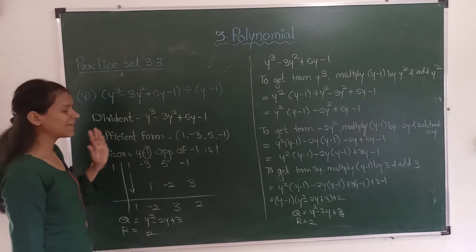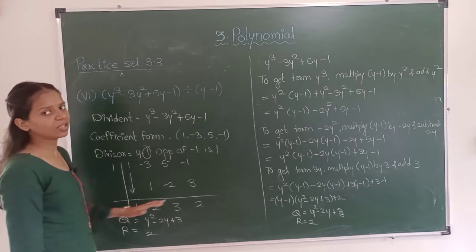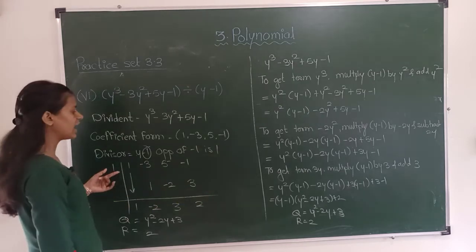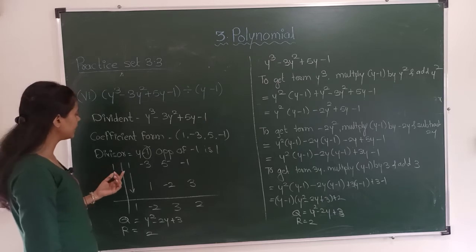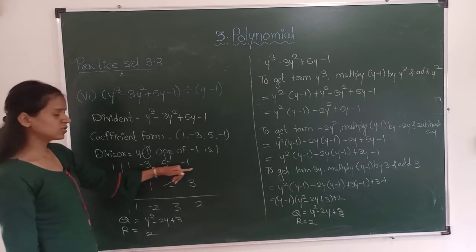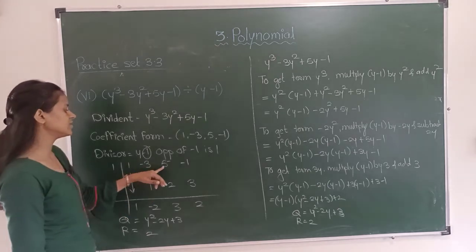Now we will solve it by the synthetic method of division. Firstly we will draw a vertical line, then the horizontal line. We will write the opposite of minus 1, that is 1, over here above this vertical line. Now in the first row we will write the coefficients. The coefficients are 1, minus 3, 5 and minus 1.